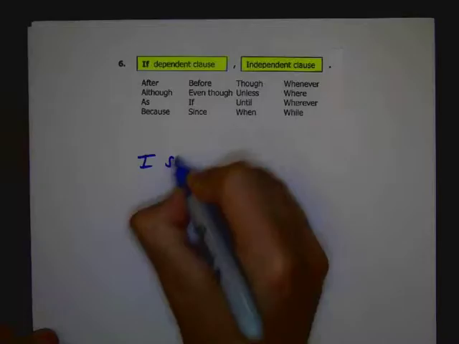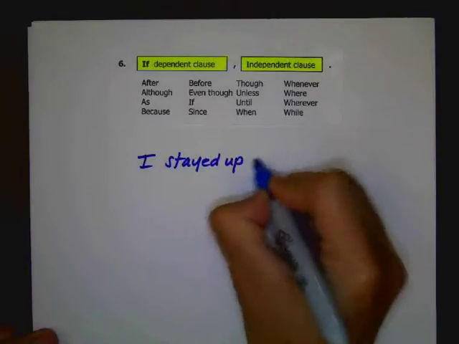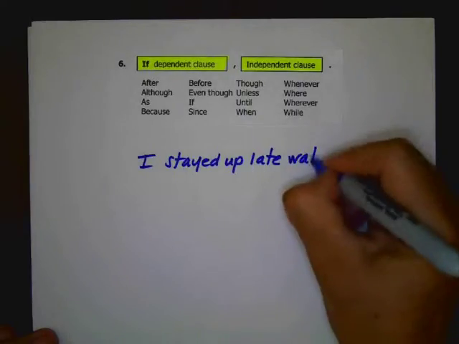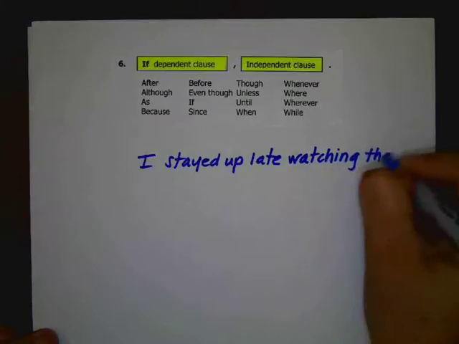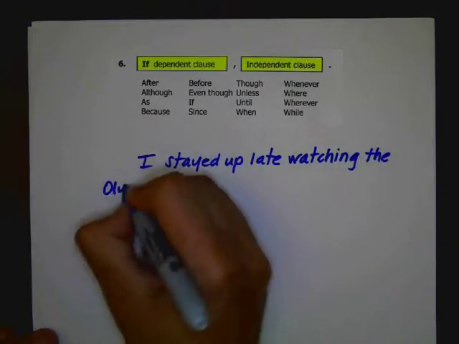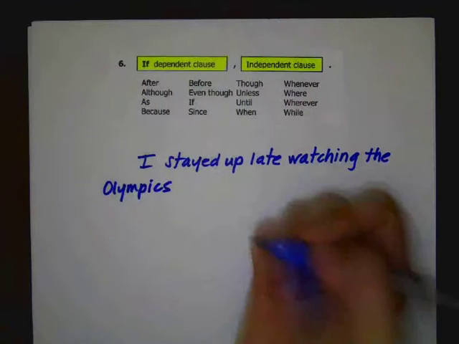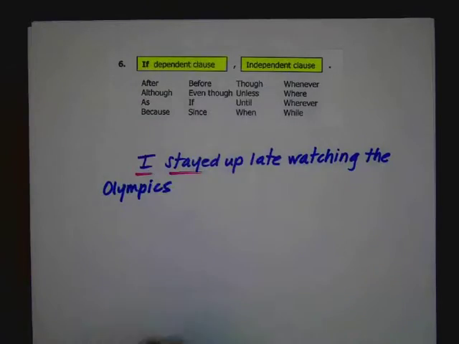First, I'm going to start off with an independent clause, or a complete thought or sentence. I stayed up late watching the Olympics. I'm assuming many of you did also. All right. Now, we know this is a sentence. How? Because we have a subject and a verb.